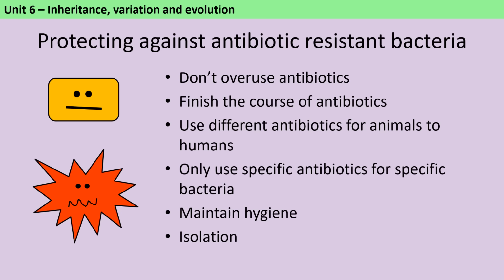The second really important one is to make sure that you are actually finishing a course of antibiotics so that all the bacteria do die. We try to make sure that we're using different antibiotics for animals compared to humans, and if we can do, we only use specific antibiotics which only work on a particular bacterium. It's important to maintain hygiene and avoid spreading bacterial infections around, and if somebody does have an infection with an antibiotic-resistant bacteria, they're kept in isolation to prevent them passing it on to anybody else.